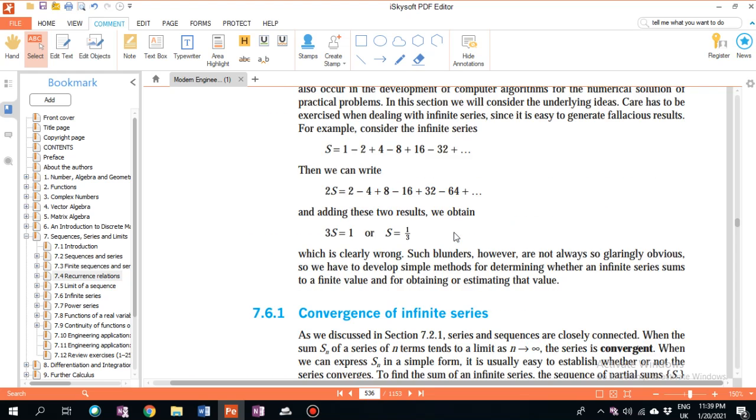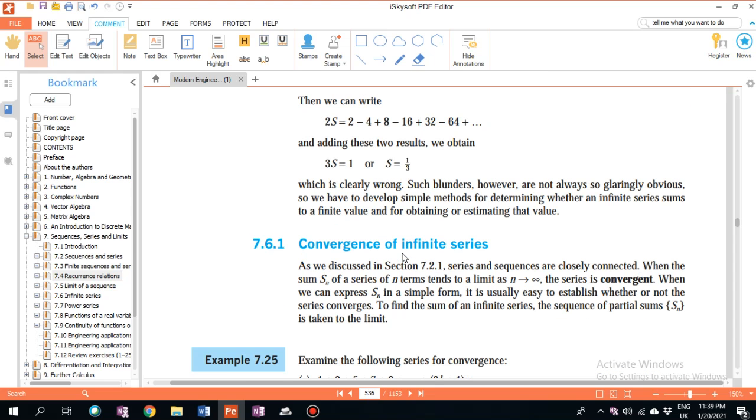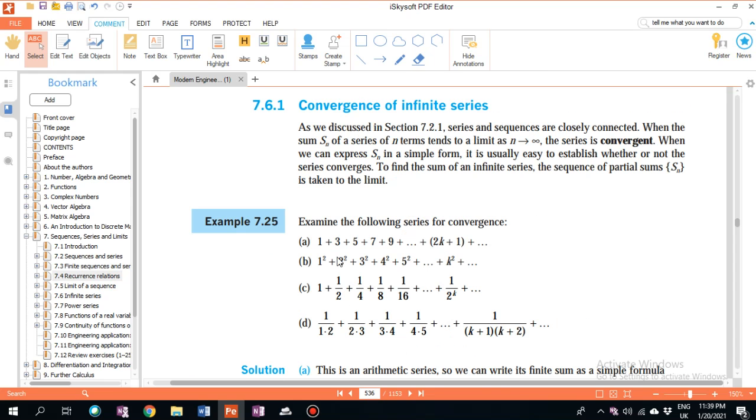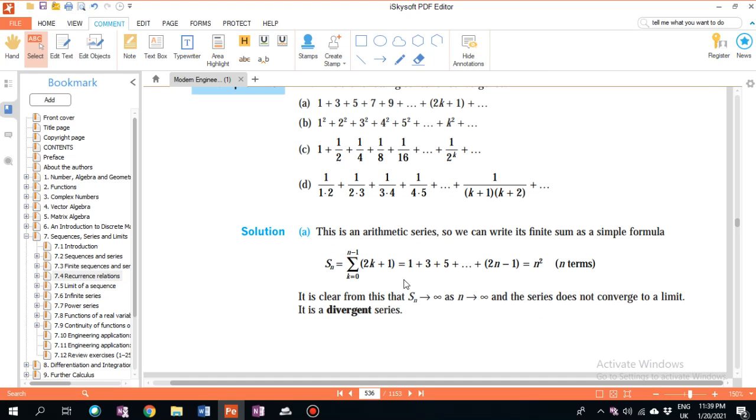Okay, I think we have covered infinite series. For example, you have convergent infinite series. For example, you have these values 1, 3, 5, 7, 9. So we know this is 2k plus 1. So this arithmetic series can be written as the summation of k equal to 0 to n minus 1 of 2k plus 1, which is equal to n square.